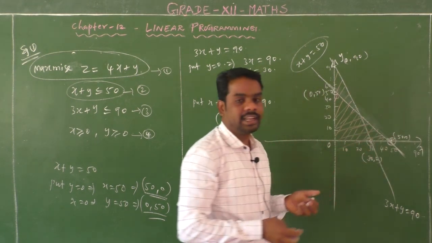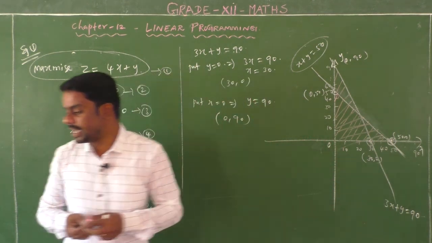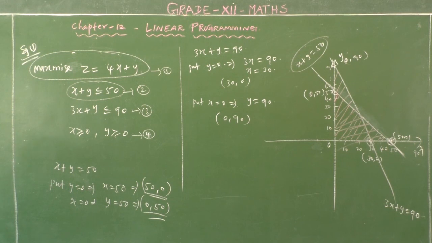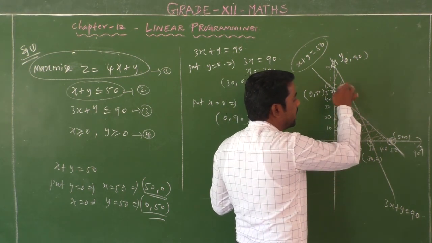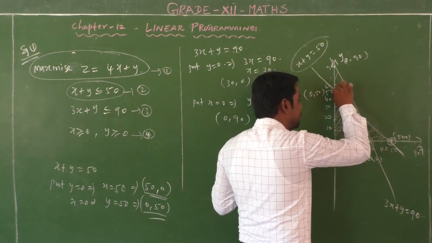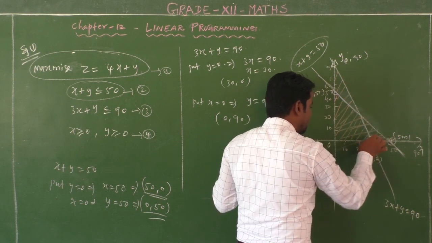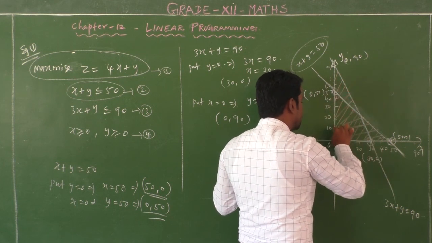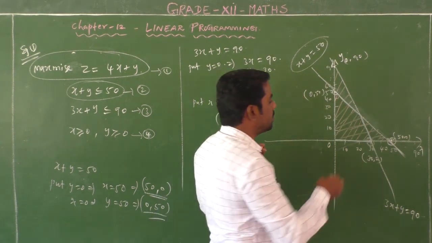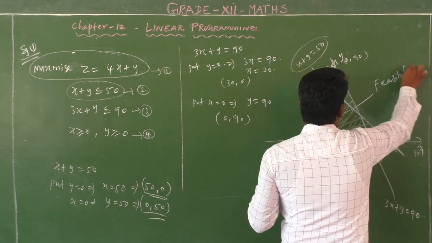Listen, the two regions intersect. The area where these two regions intersect is the feasible region. This region only. So the required feasible region is this region.